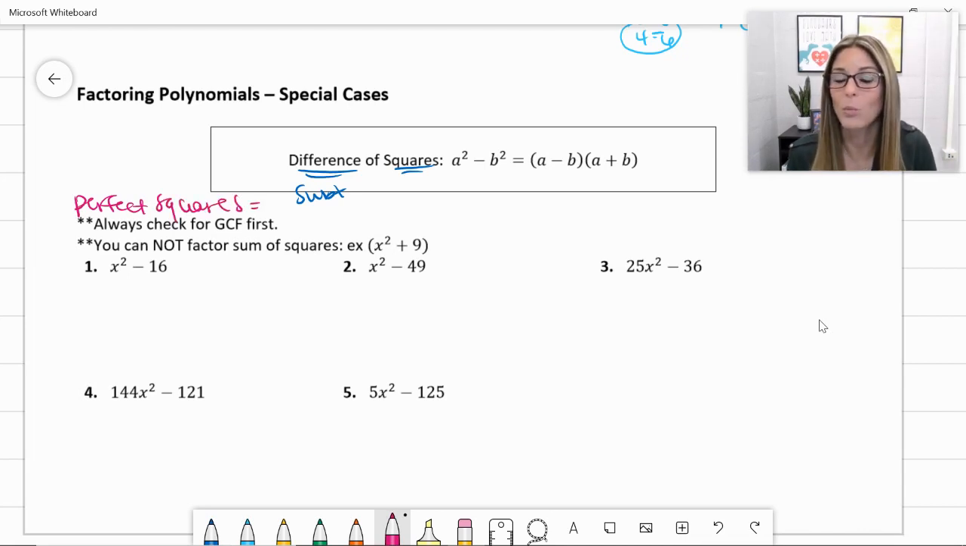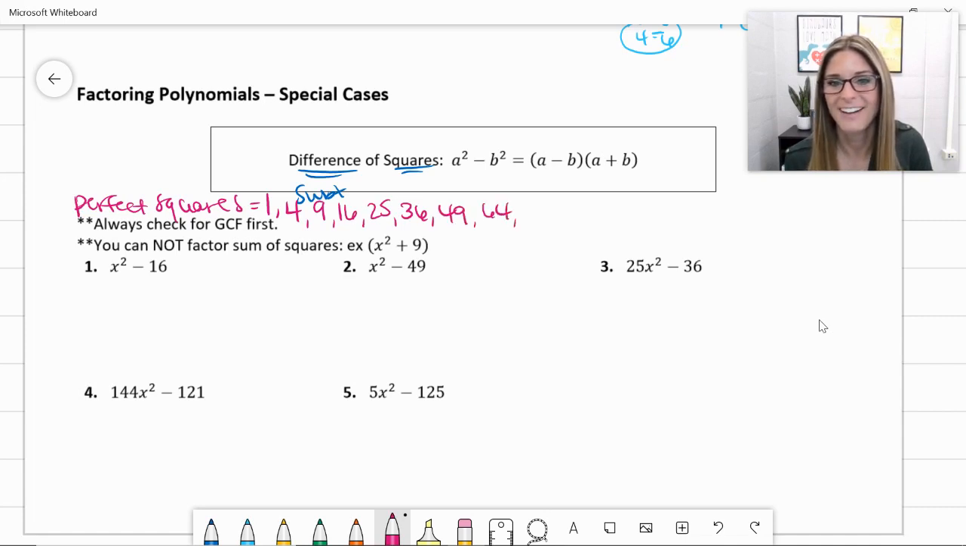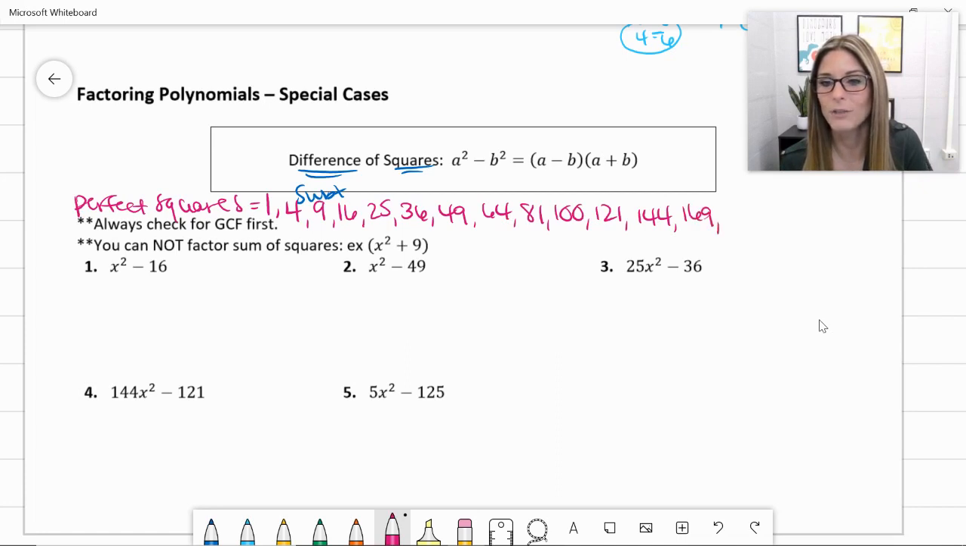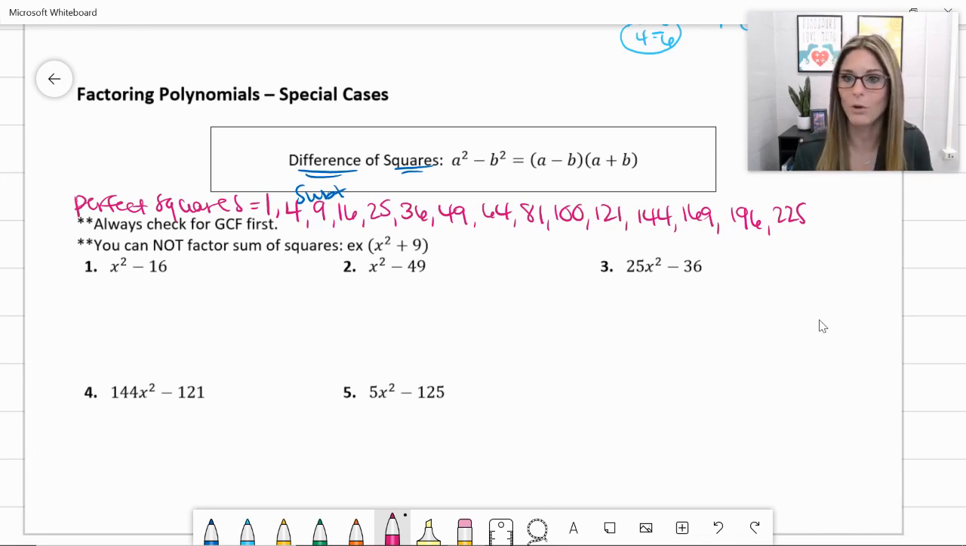Now our perfect squares, I mean 1 times 1 is 1, 2 times 2 is 4, 3 times 3 is 9, 4 times 4 is 16, then you have 25, 36, 49, 64, 81, 100, 121, 144. 13 is 169, 14 is 196, and then 15 times 15 is 225. Okay, so we reviewed those earlier in the year. You might be a little rusty, but you might want to write those down on your notes or have them somewhere, because we are going to be looking for those perfect squares so we can factor these.